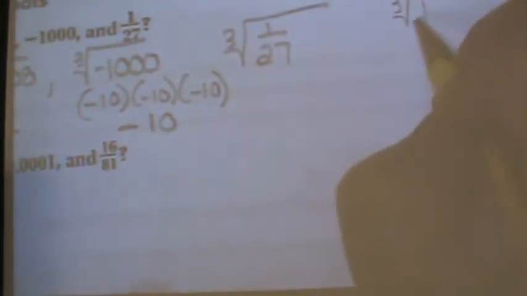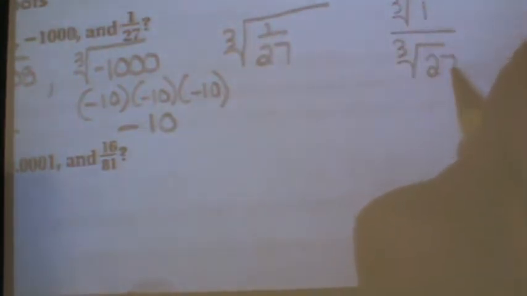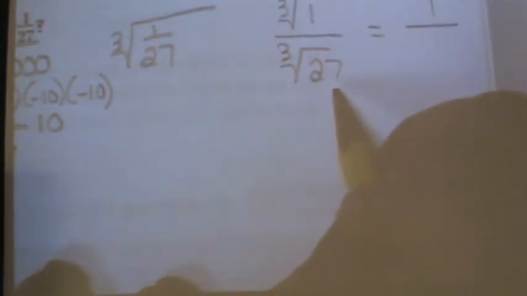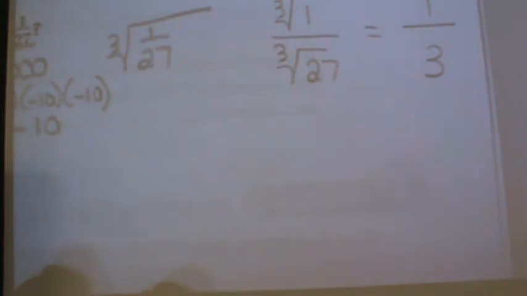And how about this one? 1 over 27. You're going to think of this as breaking it up as a numerator and a denominator, so you're going to do them separately. What would be the cube root of 1? What 3 numbers multiply to give you 1? 1. And how about 27? 3. So that's the answer, 1/3.